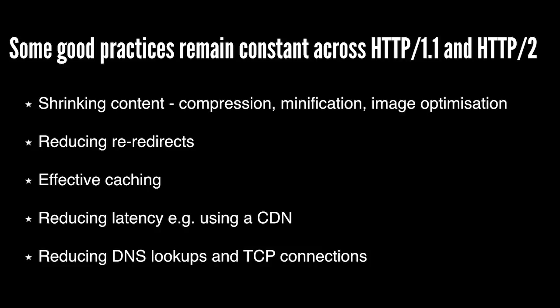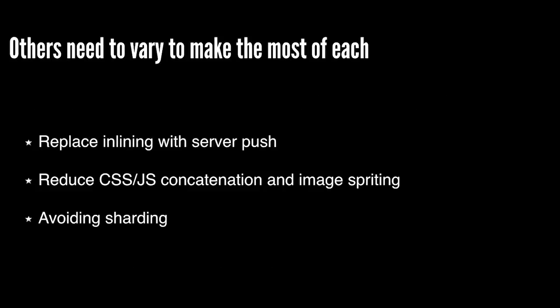Efficient caching, so we reduce the need to download it at all. Using a CDN to reduce that latency to make things closer to us. And just reducing the number of DNS lookups we've got to do, or the number of TCP connections we're using by going to third parties. Some things are going to vary.